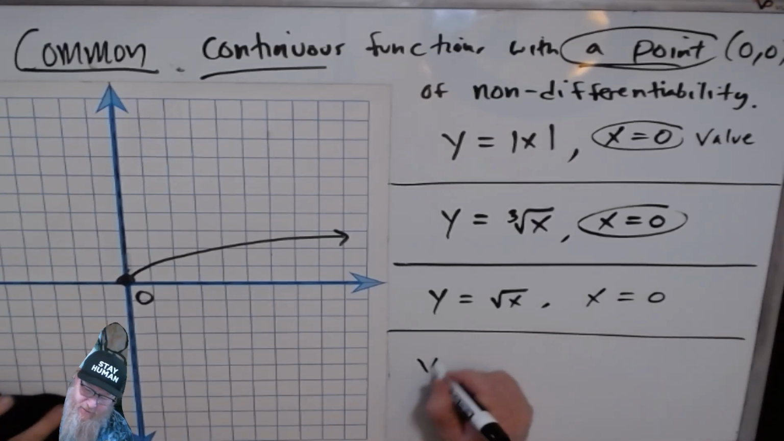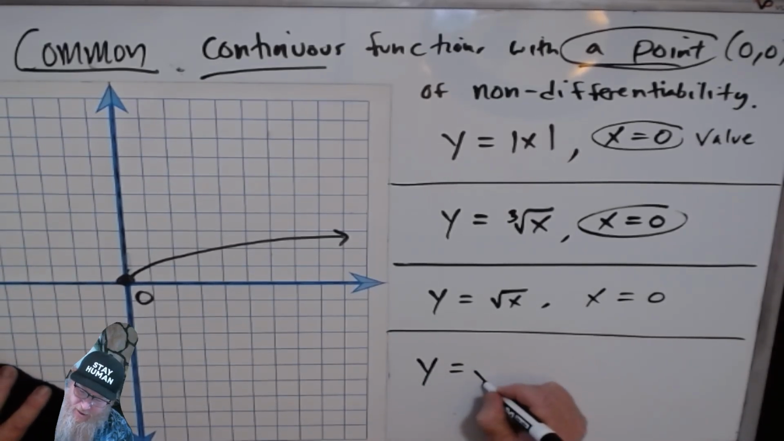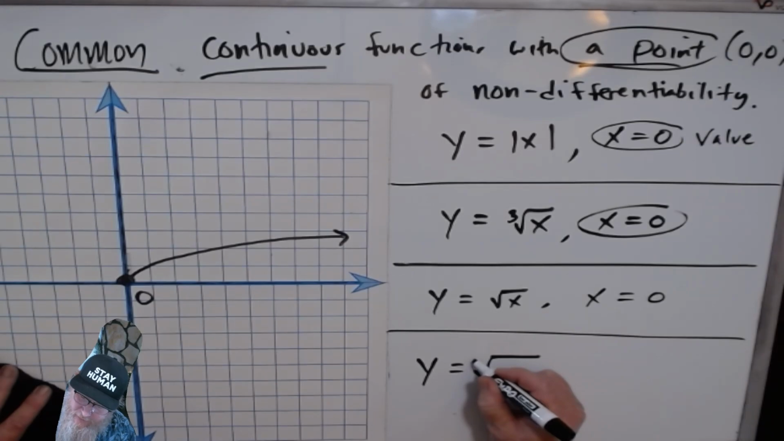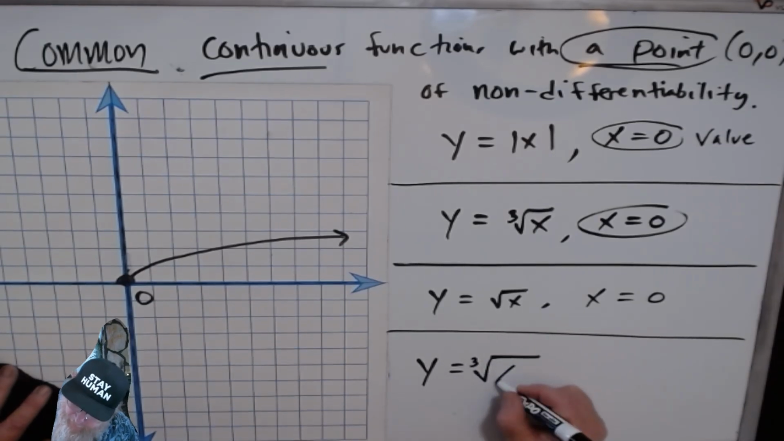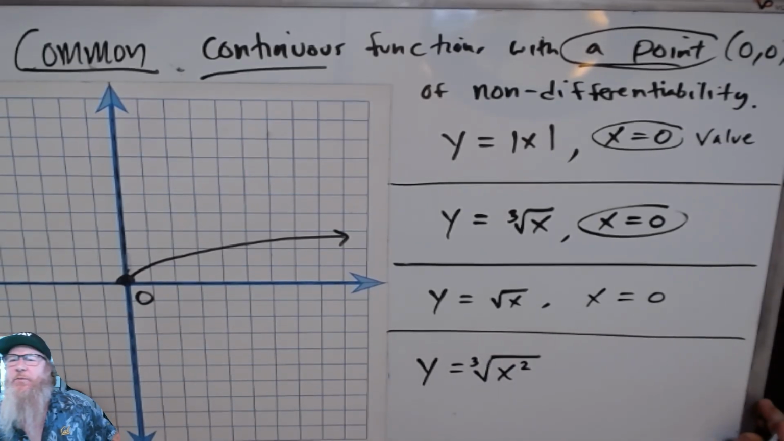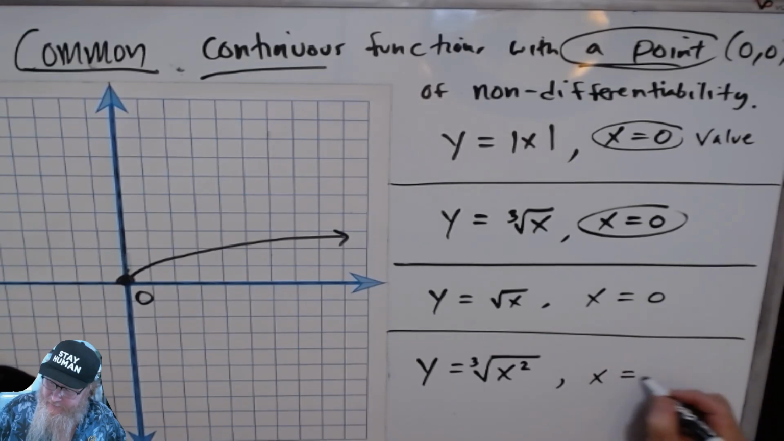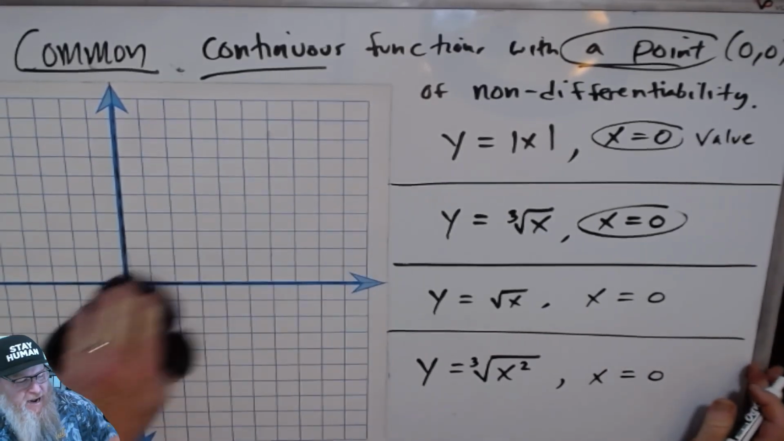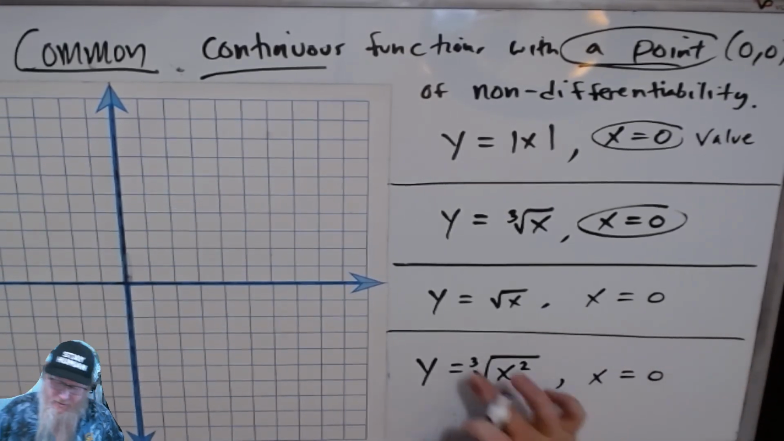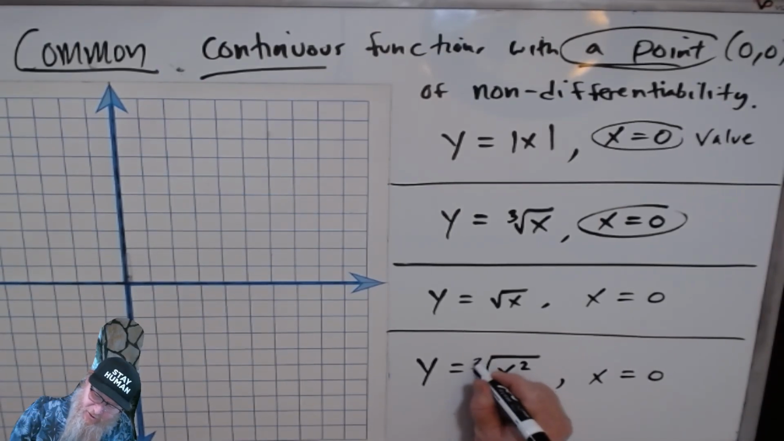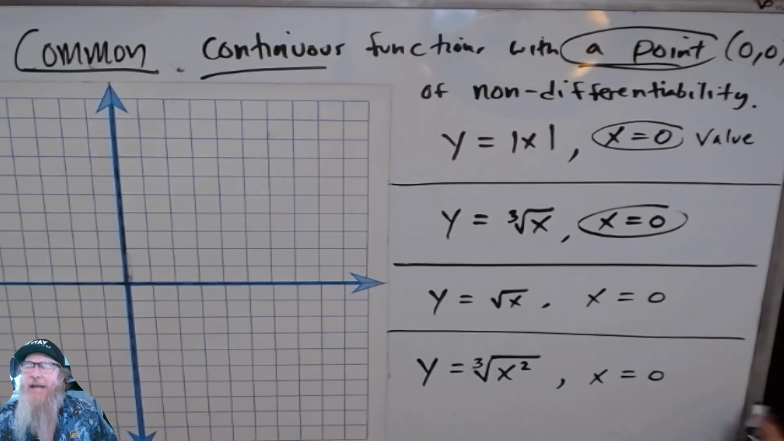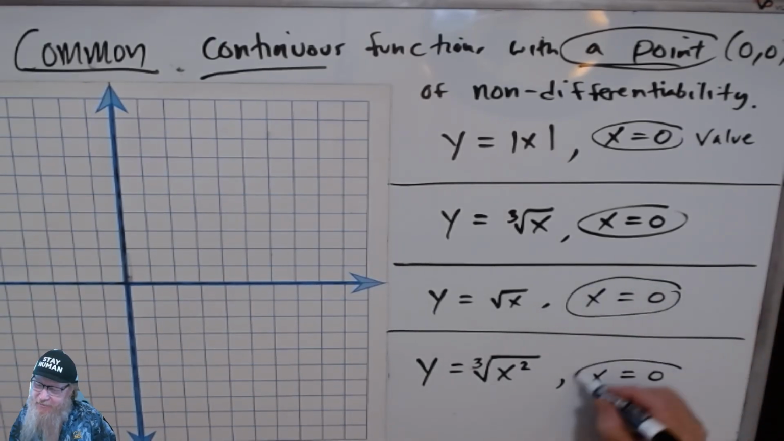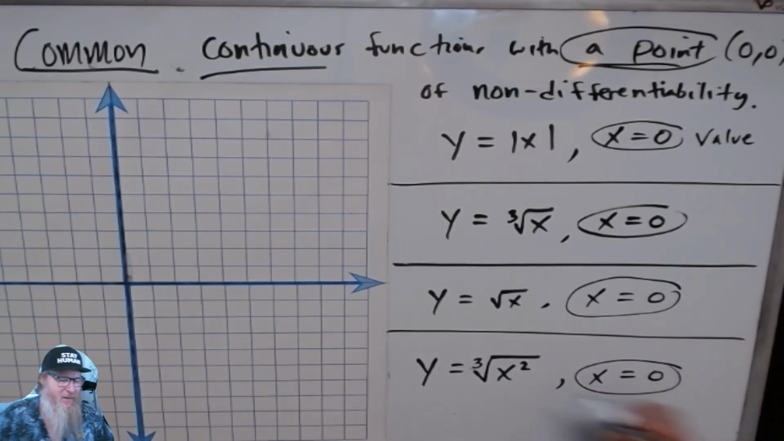And then another one that might show up is the cube root of x squared. That's it. The cube root of x squared. I almost said it backwards. I almost said the square root of x cubed. It's the cube root of x squared. Again, all of these are non-differentiable at 0.